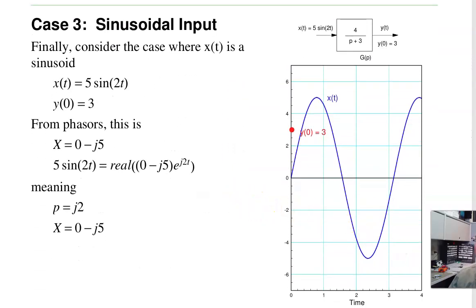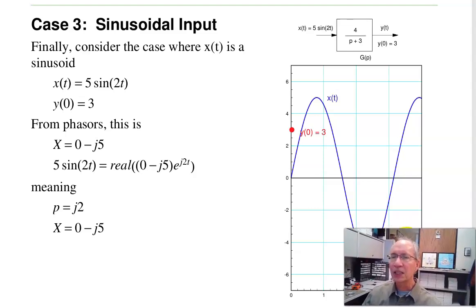Third case, suppose the input is a sine wave. Well, in this case, kind of the same idea. If this is my forcing function, I'm going to treat this using phasors. In phasor form, this is the real part of minus j5 e to the minus j2t. So the initial value is 0 minus j5, real part's cosine, minus j is sine. The frequency is j2. Again, j2 is different than 2. 2 is an exponential. j2 is a sine wave.